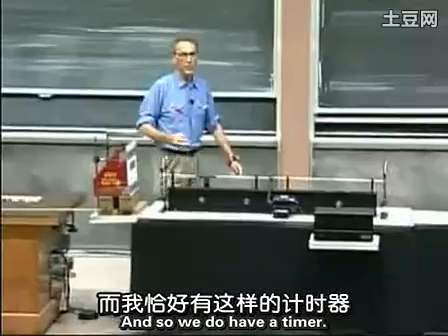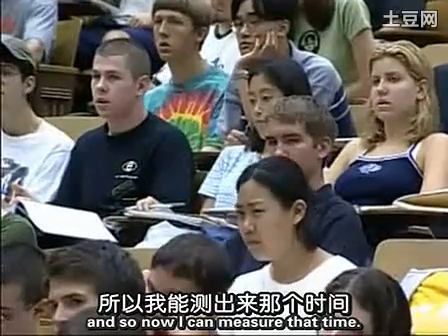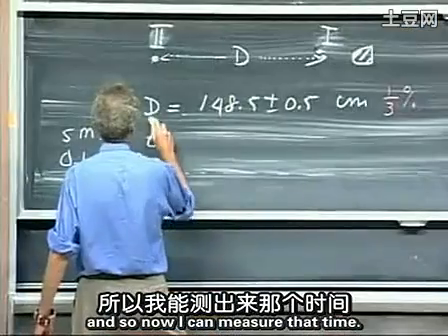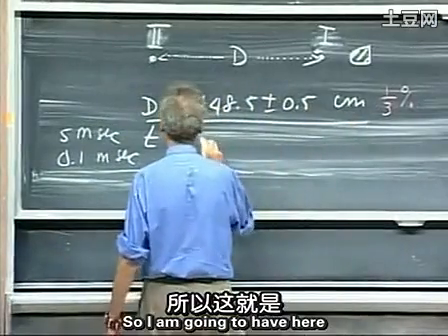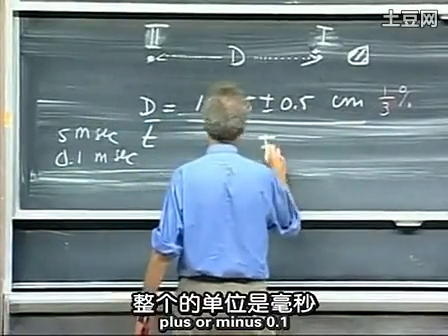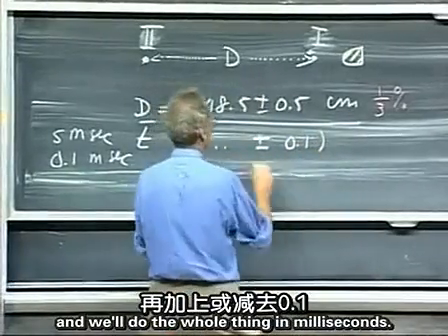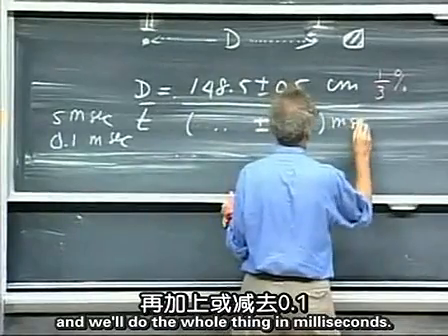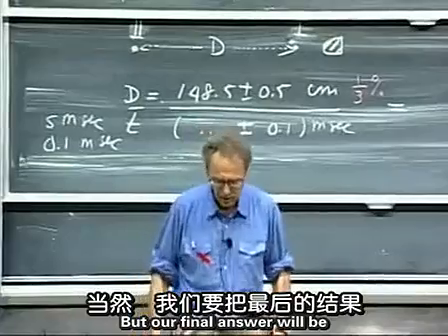And so we do have a timer. It is accurate to about 1/10 of a millisecond. And so now I can measure that time. So I'm going to have here some time that we measure, plus or minus 0.1, and we'll do the whole thing in milliseconds, but our final answer will be in meters per second.